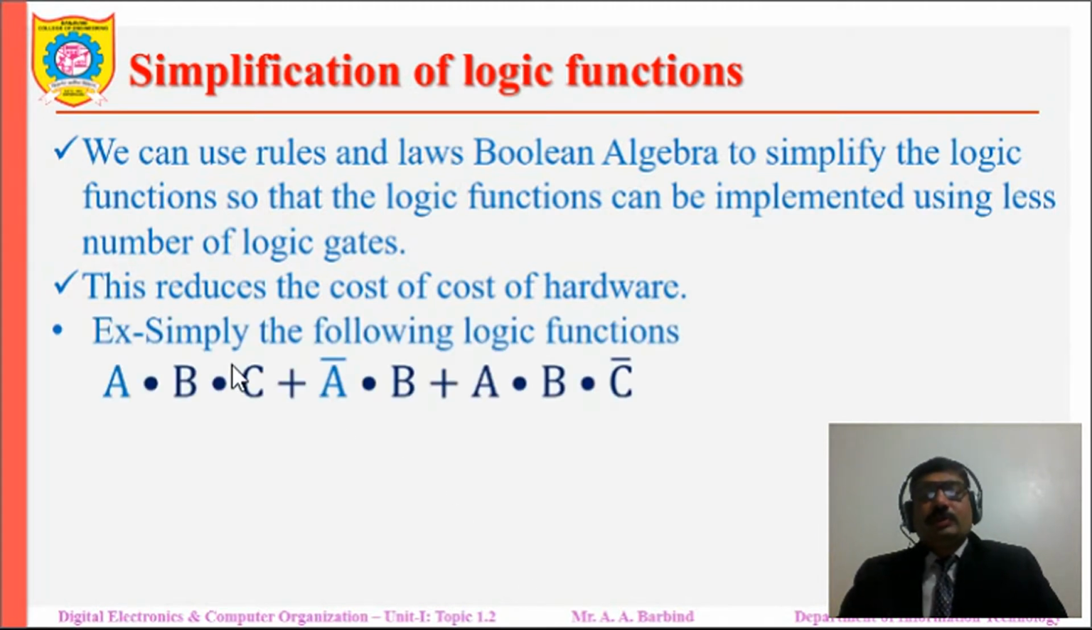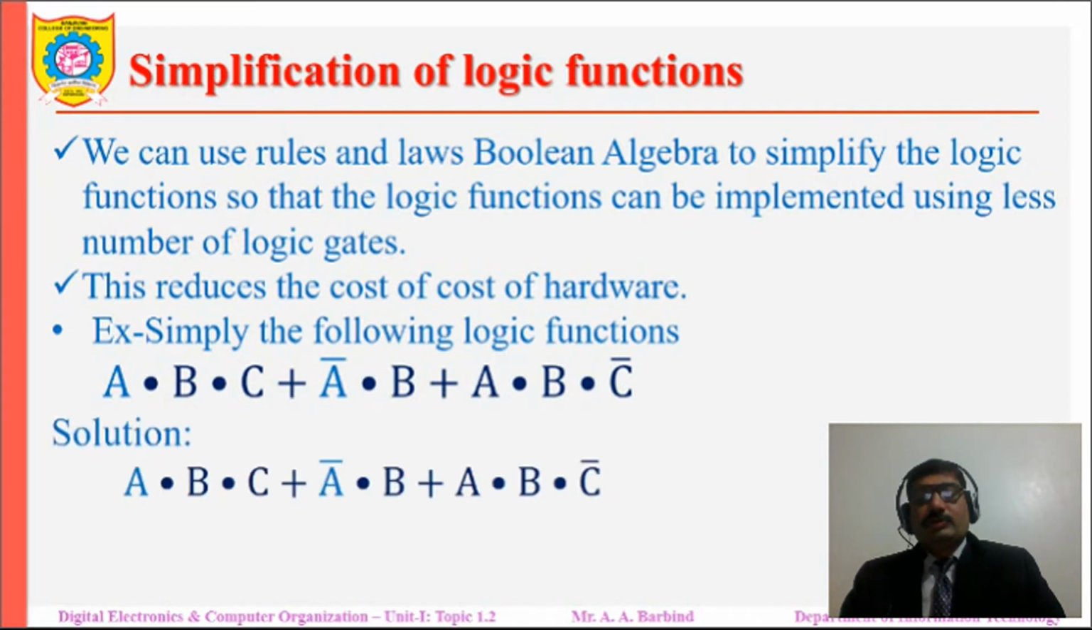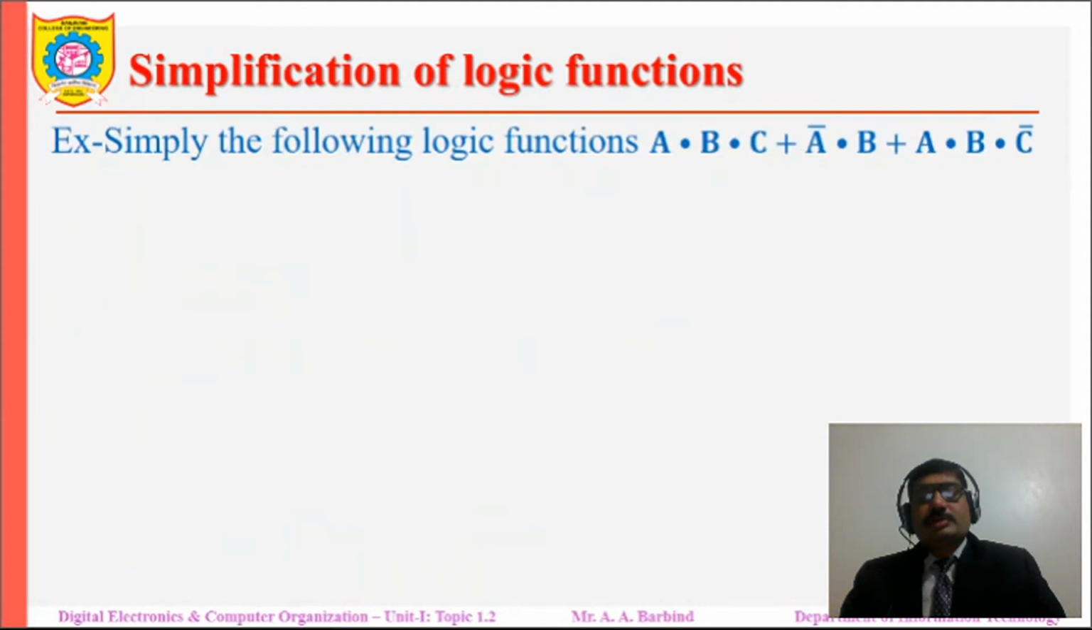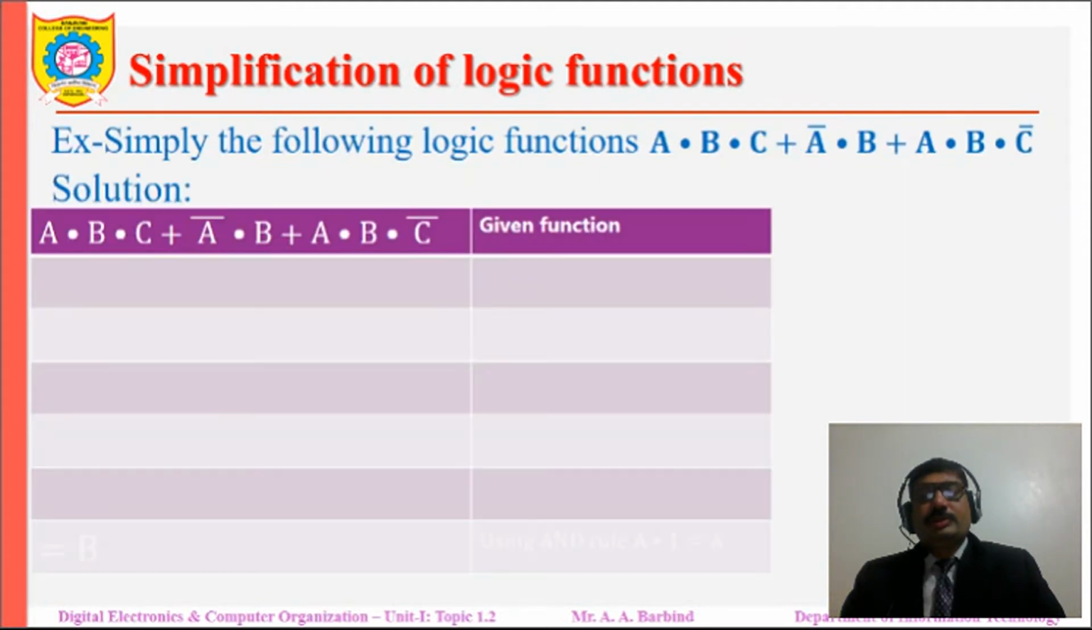So for example, we shall see this simplification of a and b and c, or a bar and b, or a and b and c bar. So we can go for the solution of this. Let us see this solution here in this tabular form.